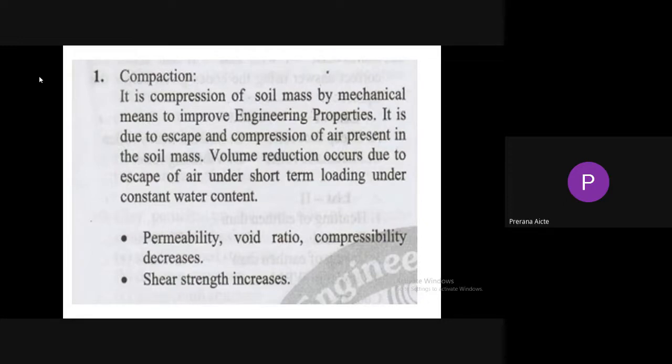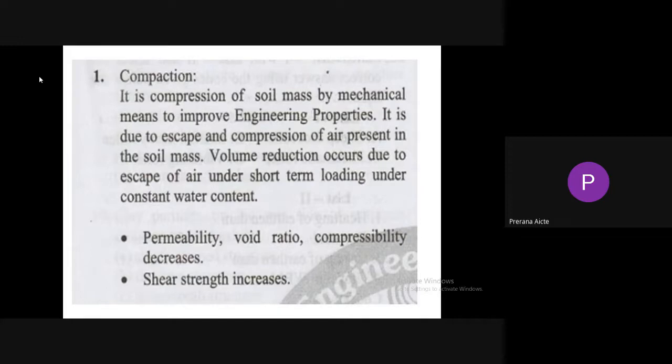So there is a difference between compaction and consolidation. In the case of consolidation, the decrease in volume of soil takes place due to expulsion of water. But in the case of compaction, the decrease in volume of soil takes place due to expulsion of air. So volume reduction occurs due to escape of air under short-term loading under constant water content.